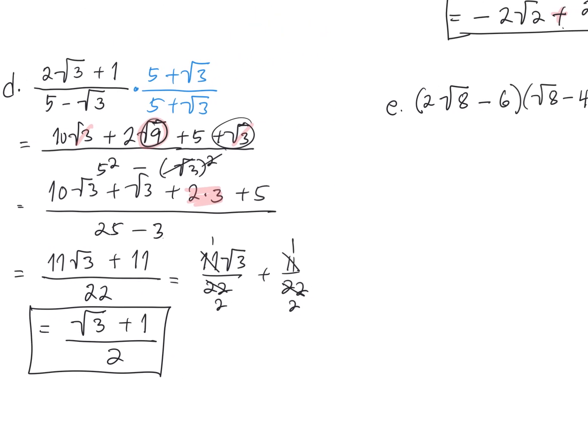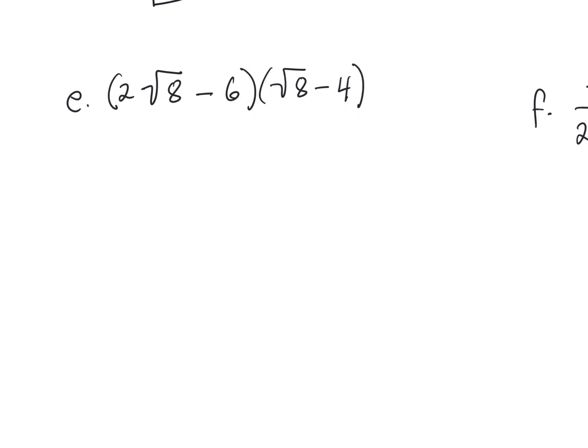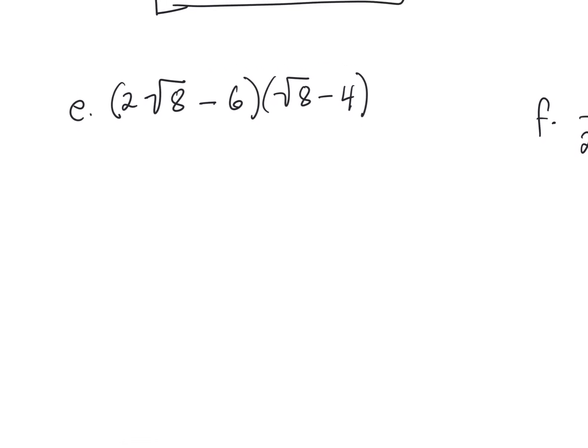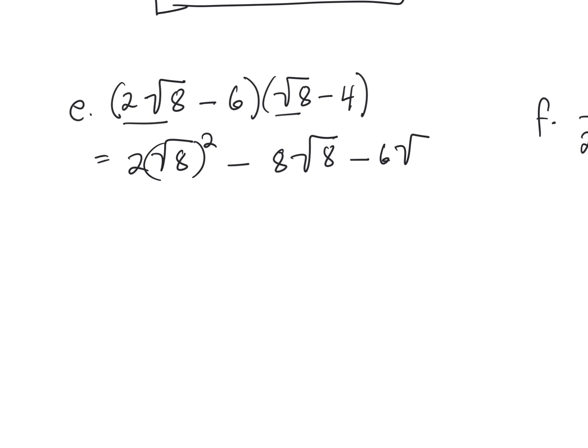Okay, let's go for the next one, letter E. Letter E, this is very nice. We're just going to do the FOIL method in here. This one and this one is going to give you 2 times 8, and then minus 4 times 2 is 8 root 8, and then minus 6 root 8, and then plus 24.